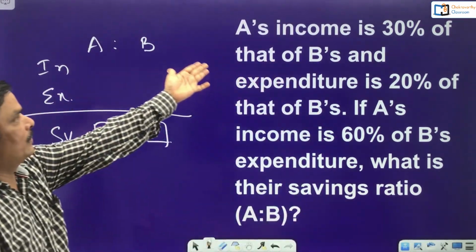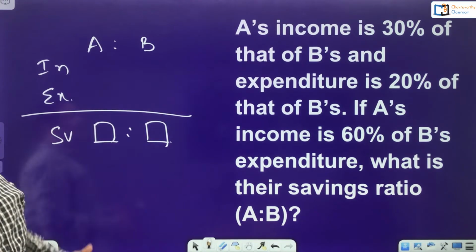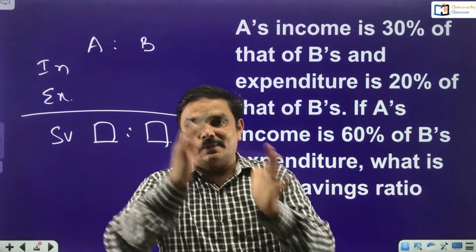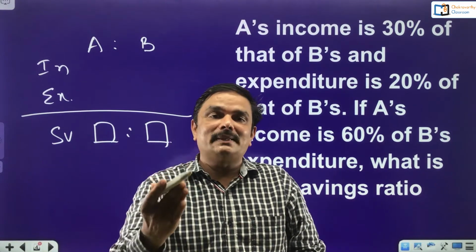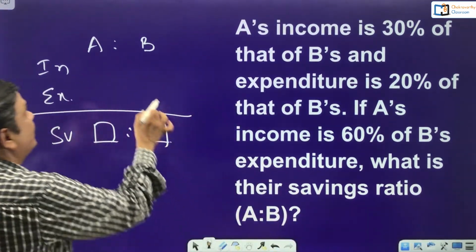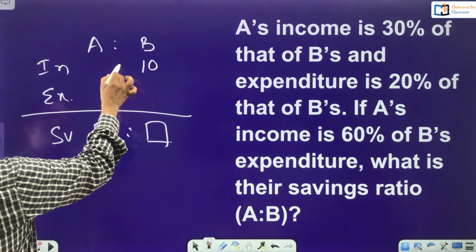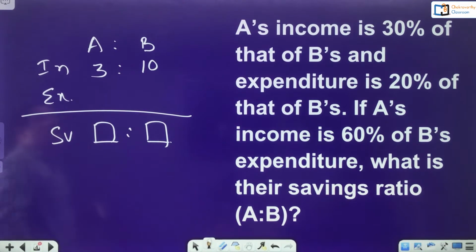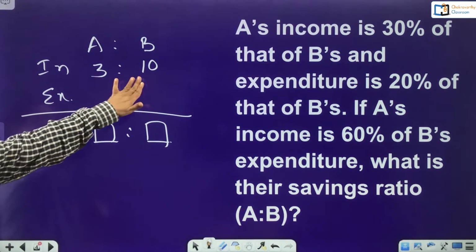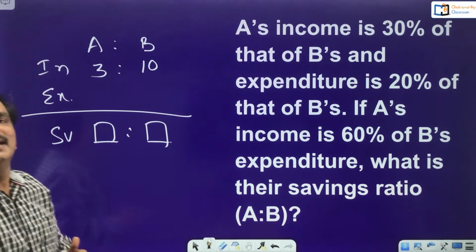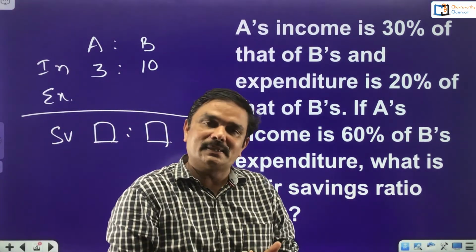According to the given question, A's income is 30% of that of B's. That means A's income is 30% of B's income. 30% is nothing but 3 by 10. That means if B's income is 10, obviously A's income is 3. That is 3 by 10. If the total income is 13, out of 13, 10 parts will be B's and 3 parts will be A's. In the basic sessions, we have discussed this.